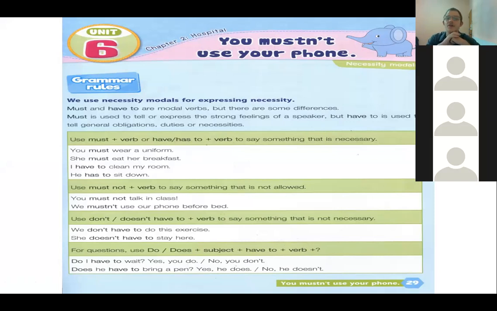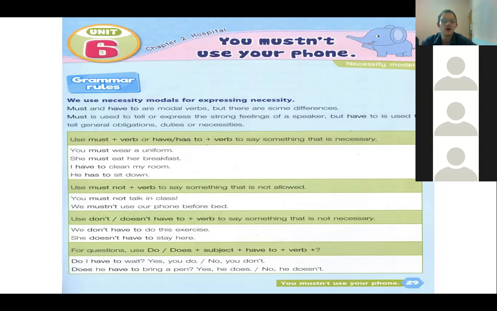Must and have are modal verbs. Now, these can sometimes give a very strong opinion, like I explained. So must is something very strong. You must do it. You have no other choice. You must wear a uniform. If you work in the army or in the military, you must wear a uniform. She must eat her breakfast.